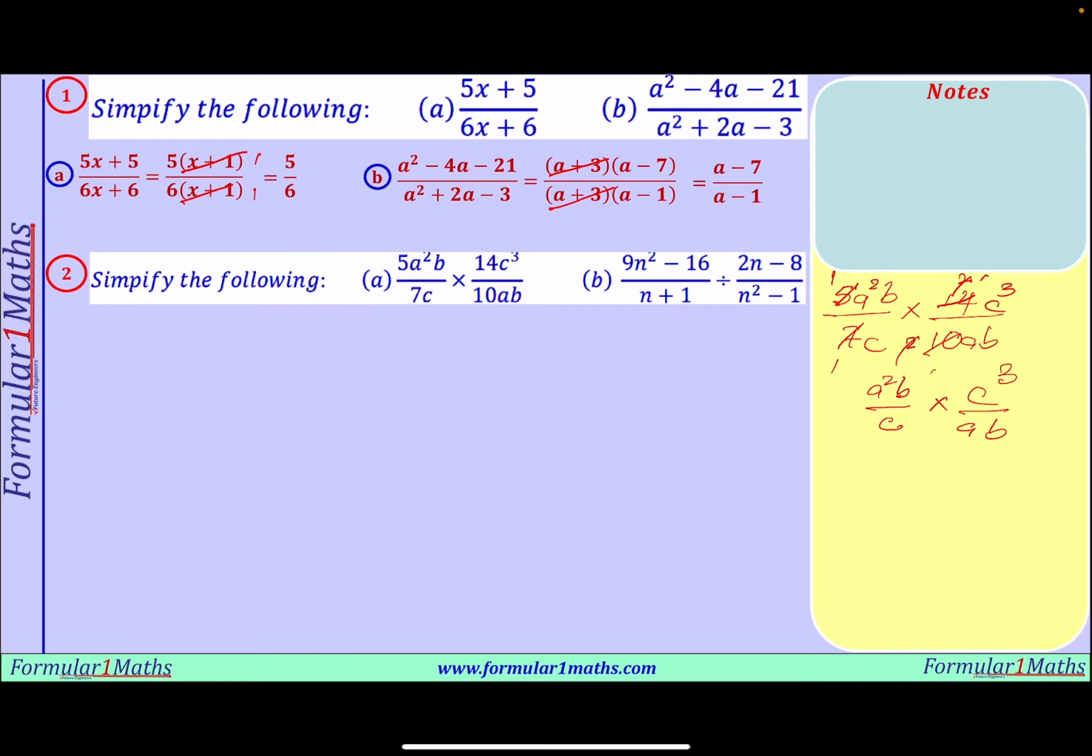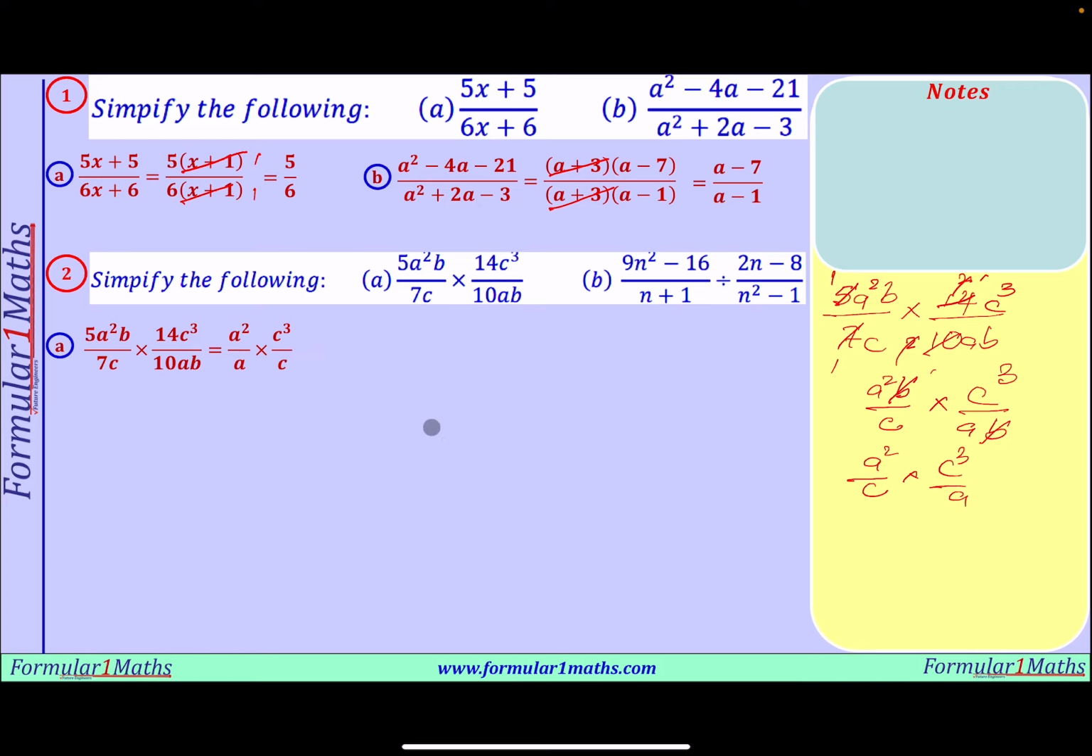Then we can cancel out the b's. The b will cancel out b. So again, you are left with a squared over c times c cubed over a. But the a squared over a can be brought together, and then the c cubed over c can be brought together. So we're going to get something like this.